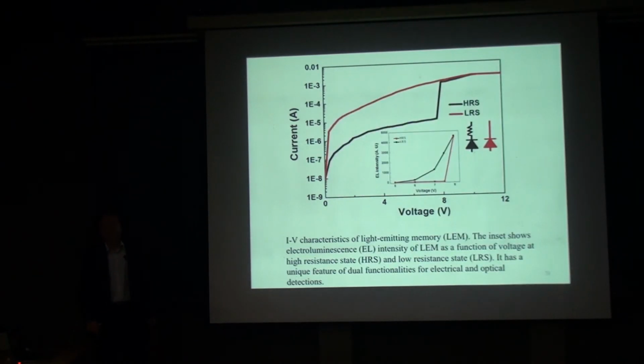And then we put these two together. One is a light emitting diode, the other one is the memory device. Put together, we can read the signal, or we can measure the current, which has a large difference. We can also measure the light intensity. After a certain voltage, we can have a strong jump of the light output. So in this device, we have two functions. We can read the signal electrically, and also read the signal optically.